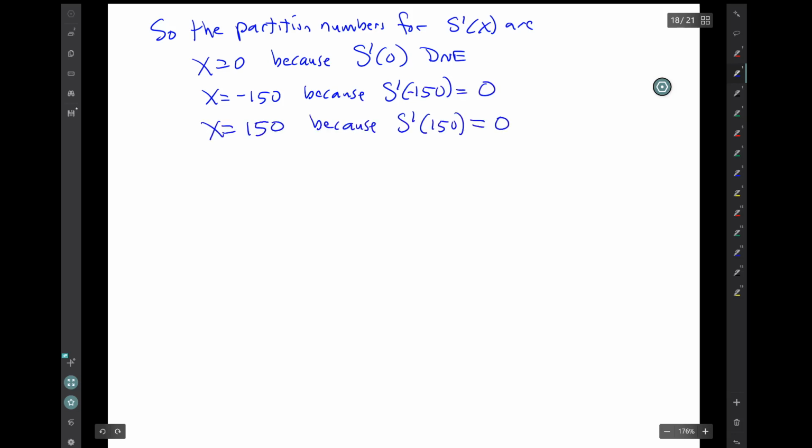So we've got these three partition numbers for s prime. Now we're looking for critical numbers for s of x. So we need to investigate these three partition numbers for s prime to see if they're qualified to be called critical numbers for s of x.